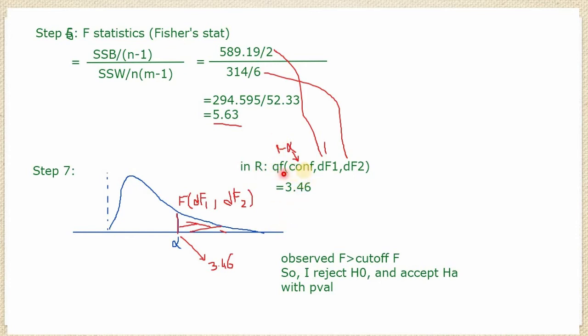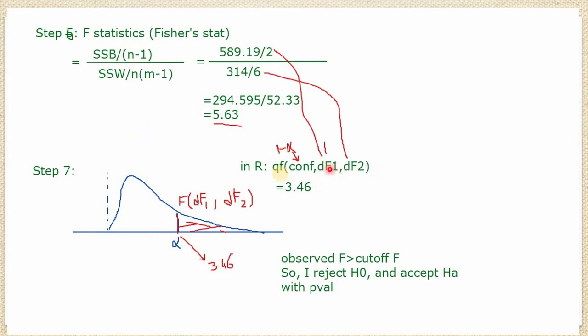The command is qf, and here this is the confidence that you need to put in. The confidence value that I have discussed in my earlier videos, which is 1 minus alpha. Here alpha is the significance level, and the confidence may be, let's say, 90%, 95%, like that. So how much confidence you have, that you need to put in here, with the degrees of freedom df1 and df2, like 2 and 6 here that I have given.